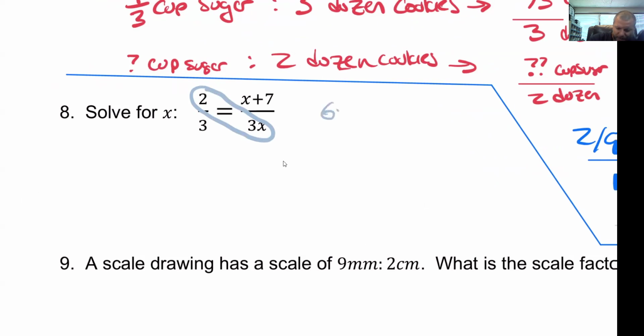2 times 3x is equal to 6x. 3 times x plus 7 is equal to 3 times x plus 7. Really easy mistake to make at this point. We're not multiplying just x by 3, we're multiplying the quantity x plus 7 by 3. So I think you want to write it this way, because this helps remind us that we're going to need to distribute that 3 in a moment.